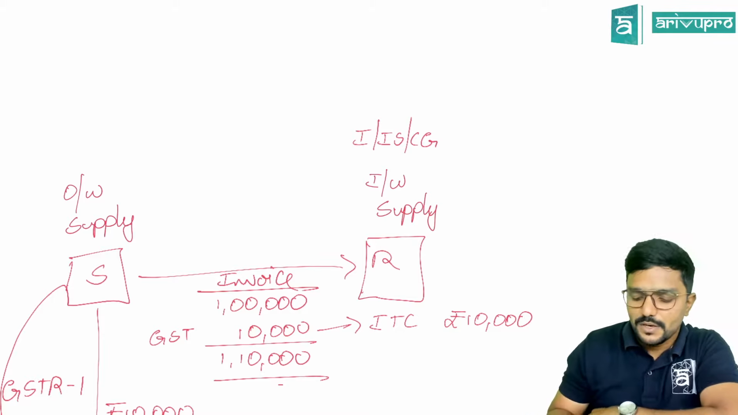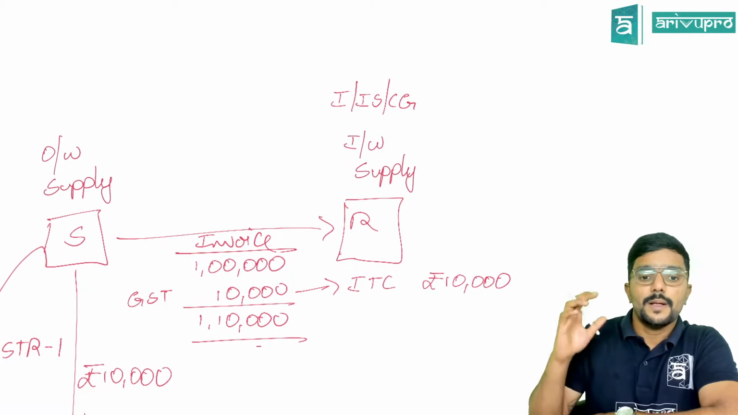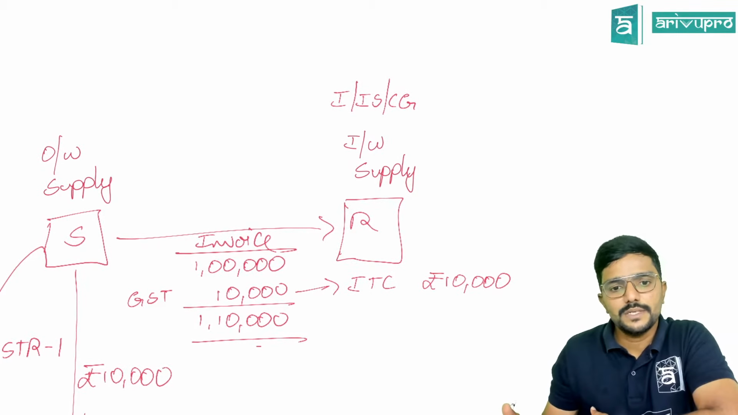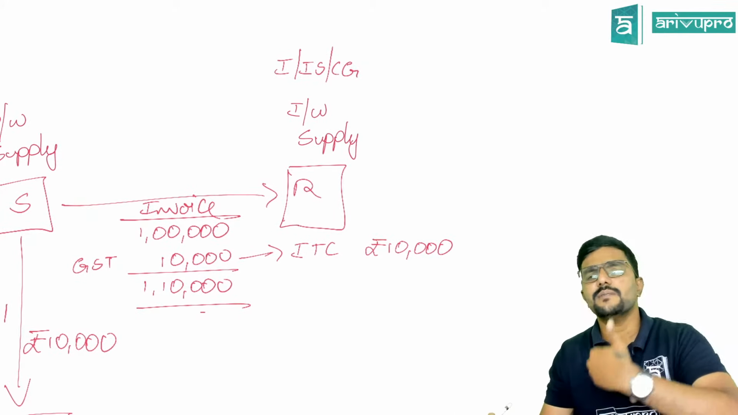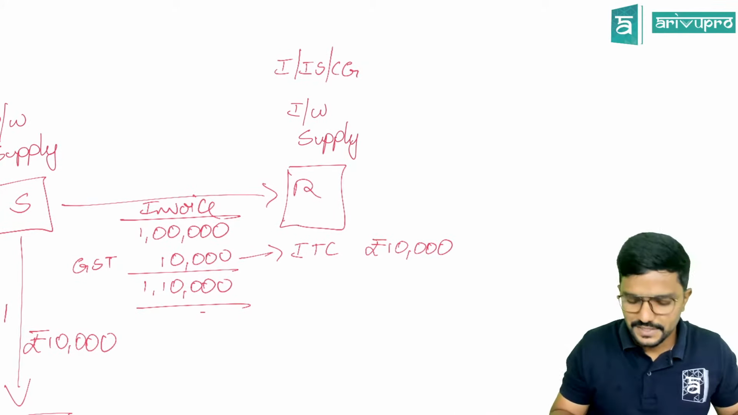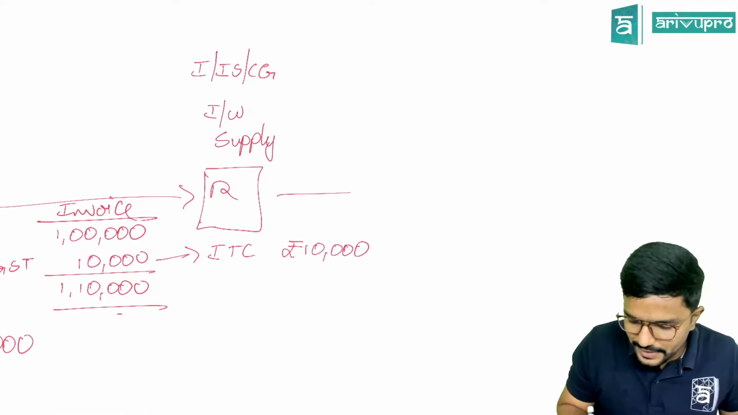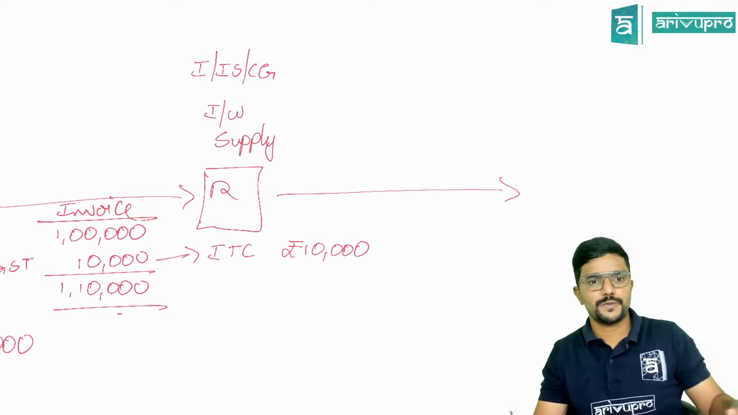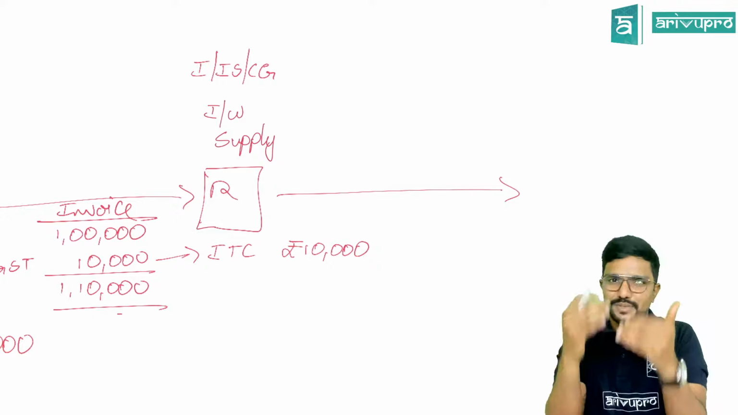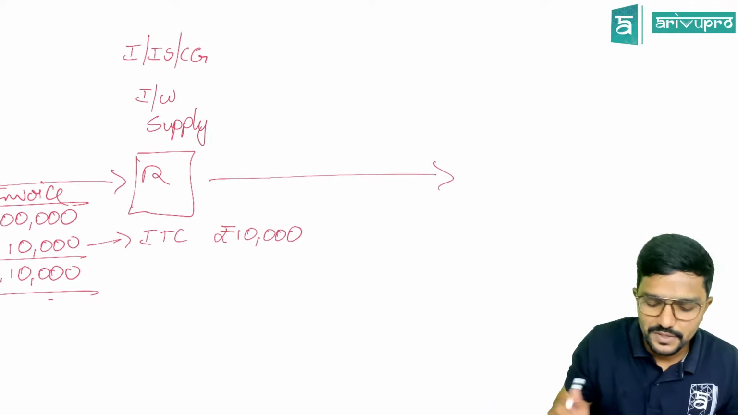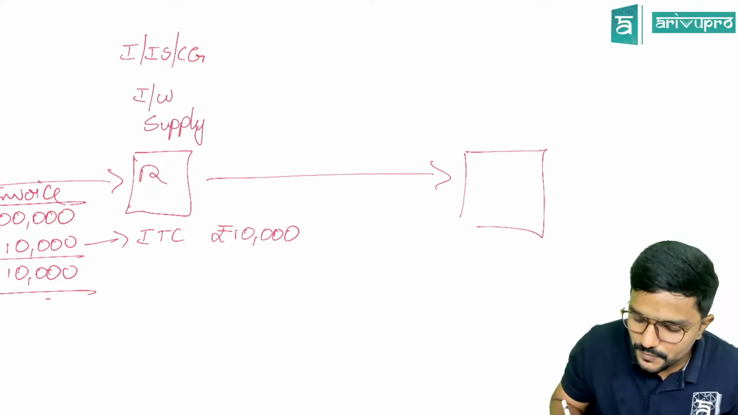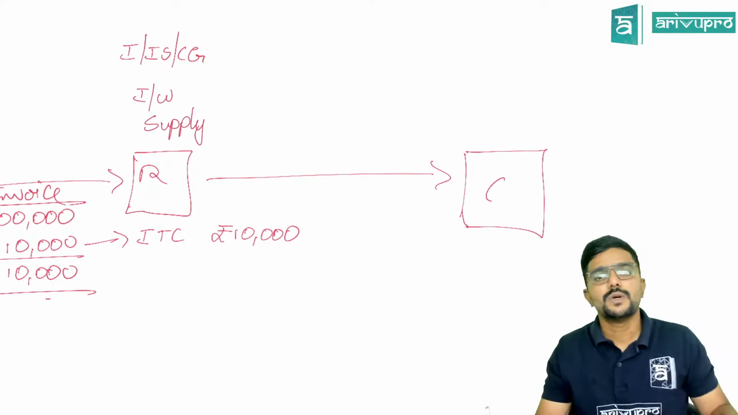Okay, sir. Now, the recipient has paid 10,000 tax on his inward supply. Now, can he claim the input tax credit of it? What does it mean, sir? What is input tax credit? Now, assume the recipient is further supplying the goods. He is not the consumer. He is a businessman who is registered under GST. He is supplying the goods to his customer.